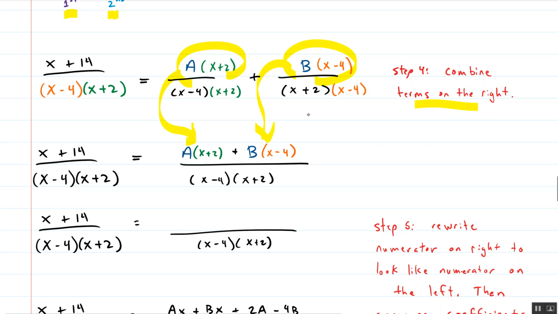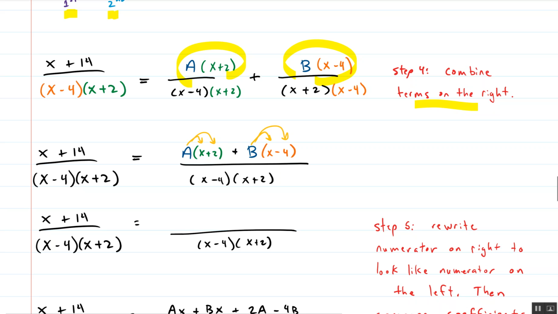Awesome. So now we've got to do some distributing, because you can see that we have an a out front that needs to be distributed to the x and the 2. The b needs to be distributed to the x and the minus 4. What do we get after we do all of this distributing?